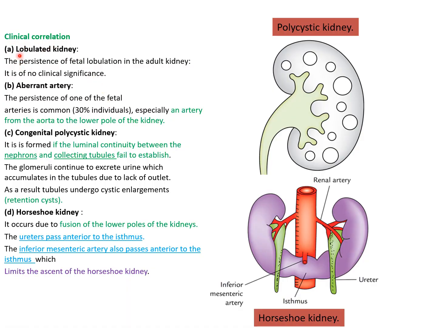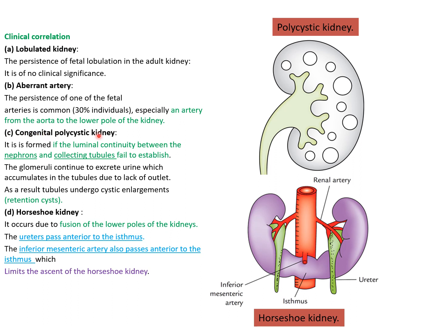Clinical correlation: 1 is lobulated kidney. Fetal kidney has lobules, and these lobules may persist in adult kidney. It has no clinical significance. Another is the aberrant artery. Persistence of one of the fetal arteries is common, and that occurs in 30% of individuals, especially an artery from the aorta to the lower pole of the kidney. So a surgeon, while performing nephrectomy, should keep in mind the presence of an aberrant artery. He should rule out the presence of an aberrant artery.